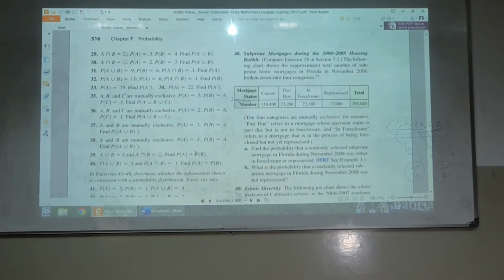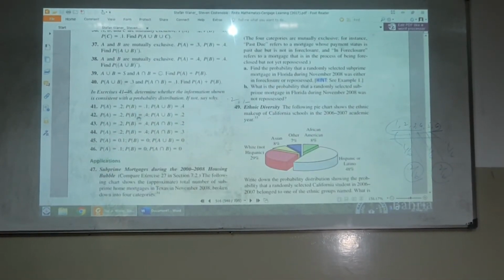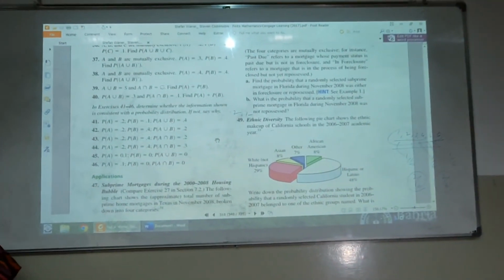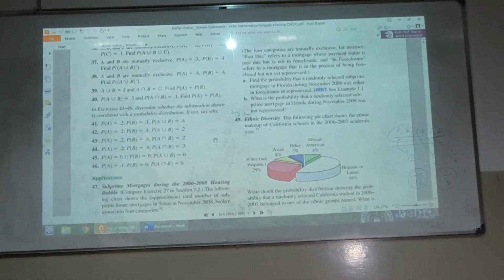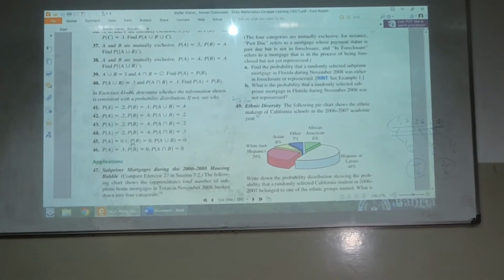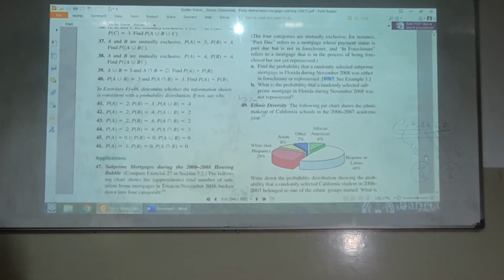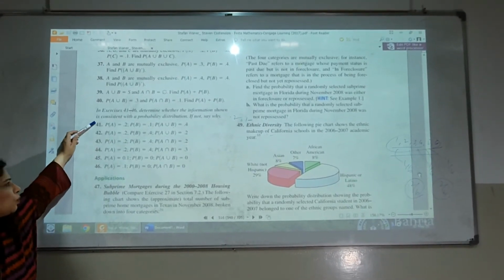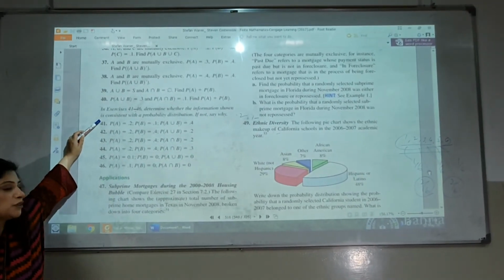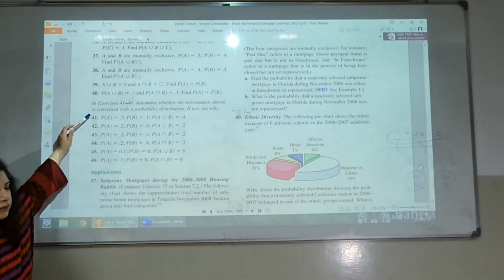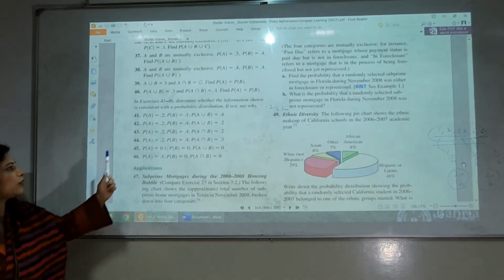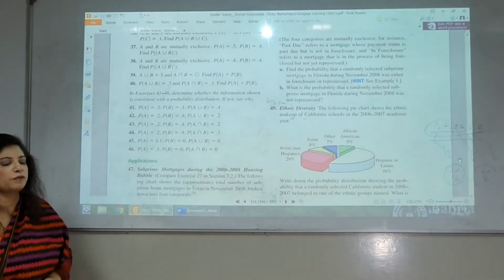We have similar concepts. Okay guys, this is again talking about probability distribution for mutually exclusive and non-mutually exclusive, right? Alright, let me just explain this to you. Determine whether the information shown is consistent with the probability distribution. If not, say why, right? So now probability of A is 0.2, probability of B is 0.1, and probability of A union B is 0.4.